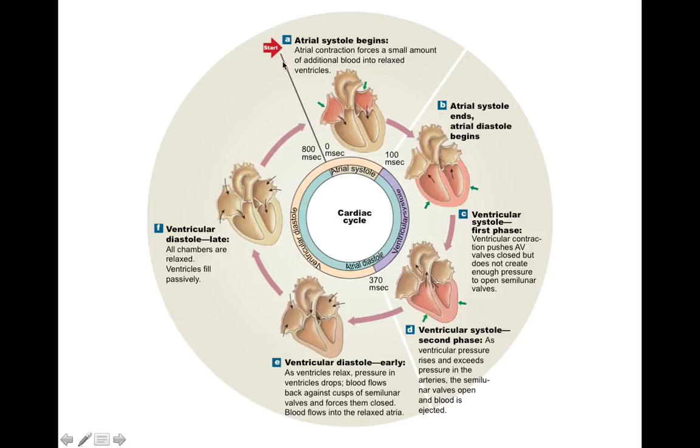Okay, so we're going to talk about the cardiac cycle here. If you look at this, you can see the entire cardiac cycle. And you can see there's two interlocking rings. The outer ring represents ventricular activities. The inner ring represents atrial activities.